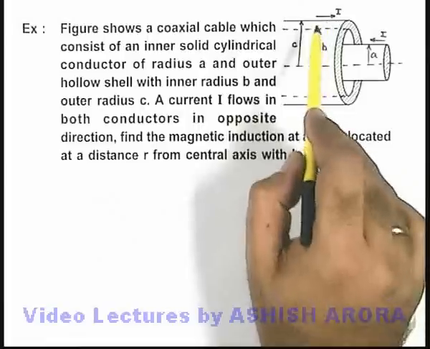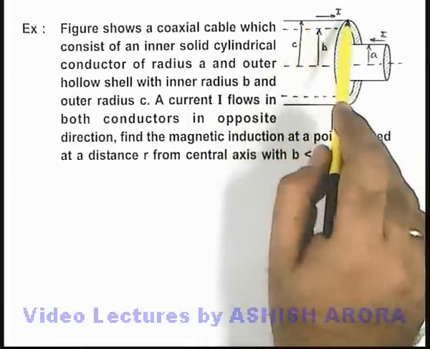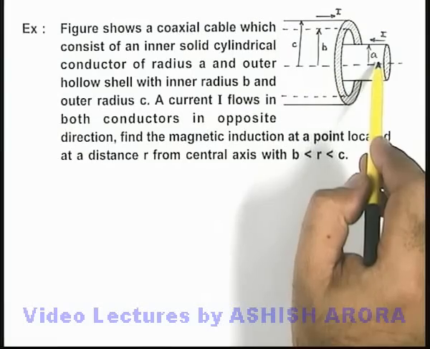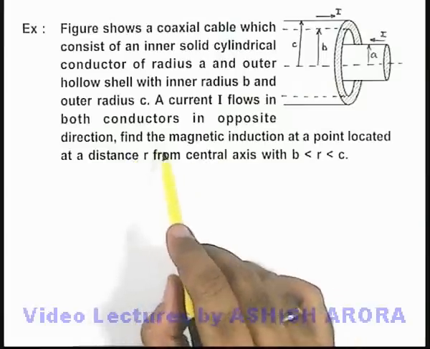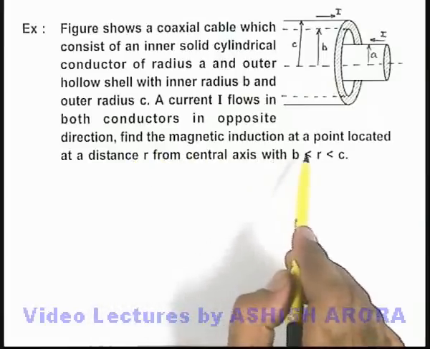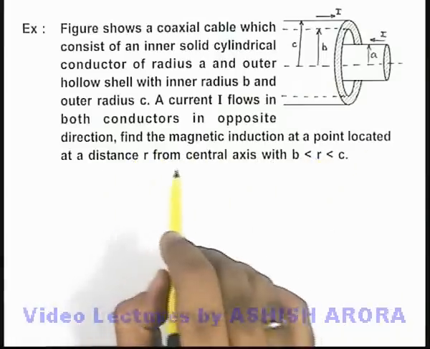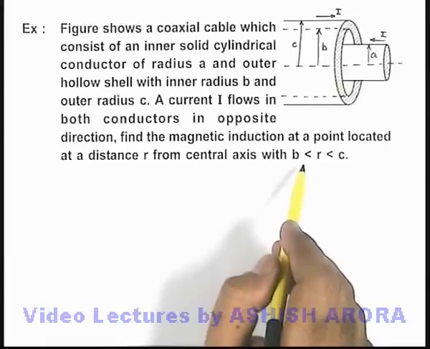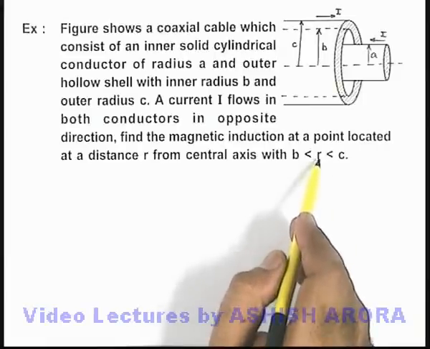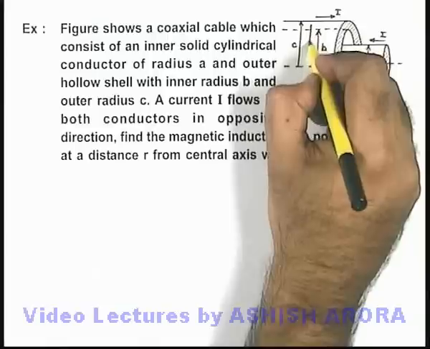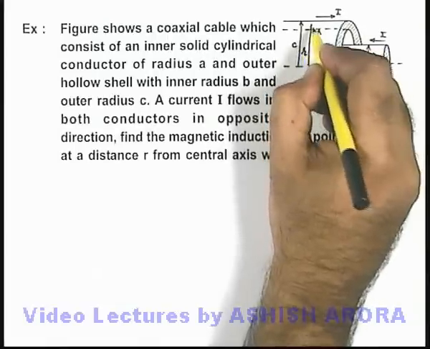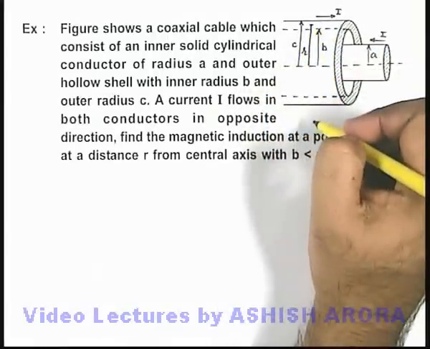Here we can see that in the outer connector it is flowing toward right, and in the inner solid connector current is flowing toward left. Now we are required to find the magnetic induction at a point located at a distance r from the central axis, such that r is between B and C, that is a point somewhere here which is located at a distance r from the central axis.